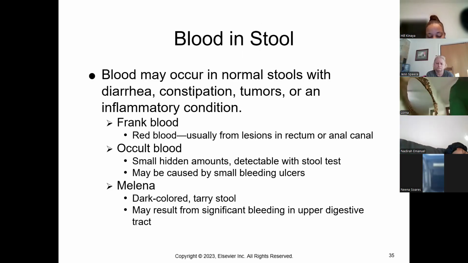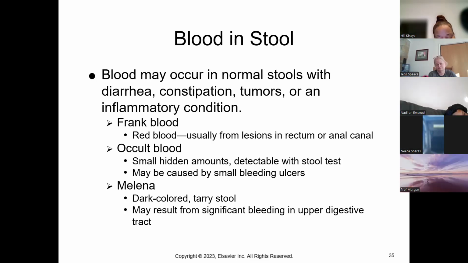Sometimes we'll see blood in the stool. Blood can happen in a normal stool or with diarrhea or constipation or with someone that has an inflammatory condition. Frank red blood would be on the surface of the stool, and that usually comes from some lesion in the rectum or the anal canal. It could be like a varicose or a dilated vein there, or some sort of hemorrhoid. This blood is frank red because it has not been digested yet.